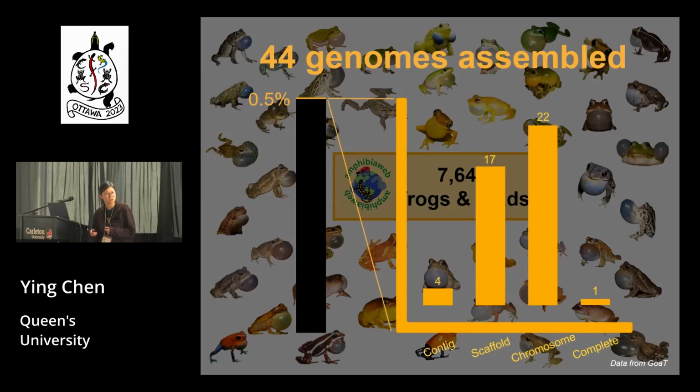So the best genome will be a complete genome, which means all the chromosomes are complete with no gaps, with no unlocalized and unplaced scaffolds. So that species is the mountain yellow-legged frog.